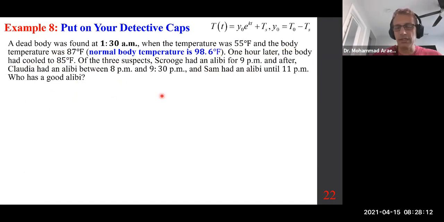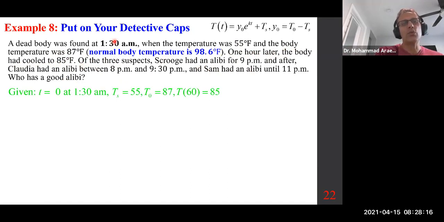So let us write the given. That's important to understand. At 1:30 a.m., this is the time that we're going to start. The temperature, which is 55 degrees, refers to the surrounding temperature. What is the temperature of the body? 87 degrees, we call it T sub 0, which is the same as T of 0, T at time equals 0.